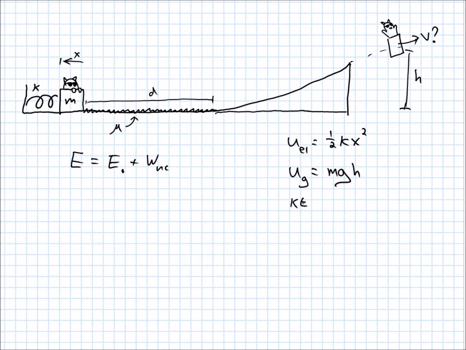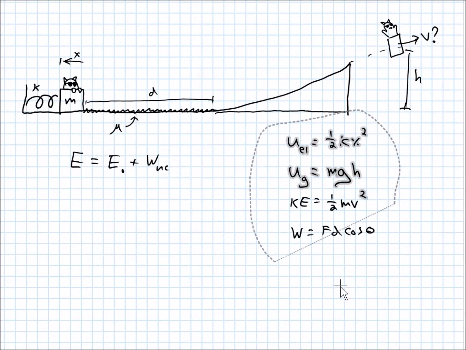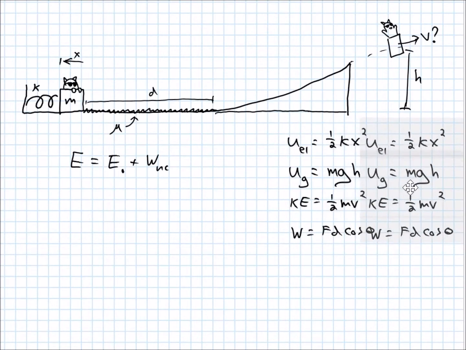Kinetic energy is also involved because we have a velocity. Kinetic energy is 1/2 mv squared. And we might have work in this problem. Recall that work is equal to the force doing the work times the distance over which the force acts times the cosine of the angle between the force and the distance. So all of these definitions should probably come in handy. Let me move them off to the side here.